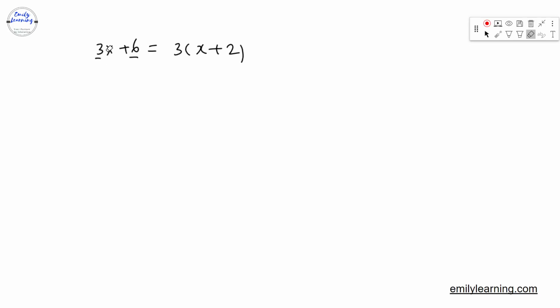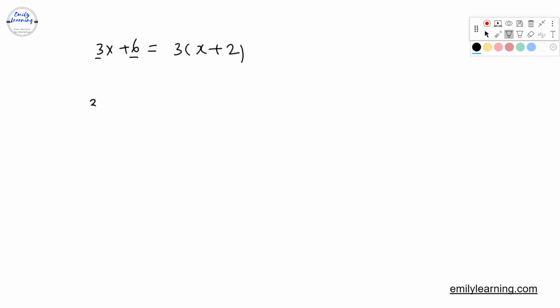So when you want to do a factorization, you look at these terms and see what are the common factors. What can they all be divided by? So 3x and 6, they both have the common factor 3. So I can take out 3 and I'll be left with x plus 2 inside the bracket.